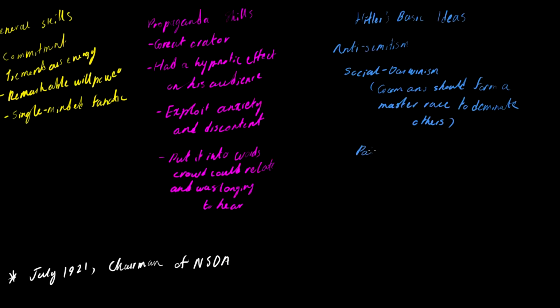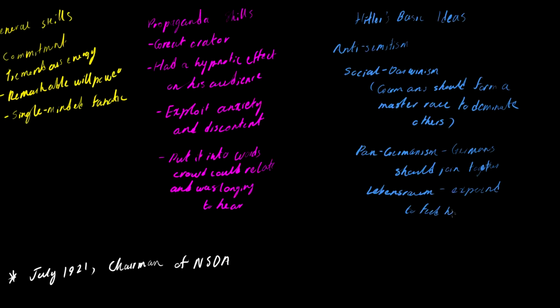Pan-Germanism. This is pretty simple. It's just the belief that all Germans should join together. Lebensraum. This will come up later as one of Hitler's foreign policy aims, but Lebensraum was basically Germany must expand to take over more territory and living space to feed her population.